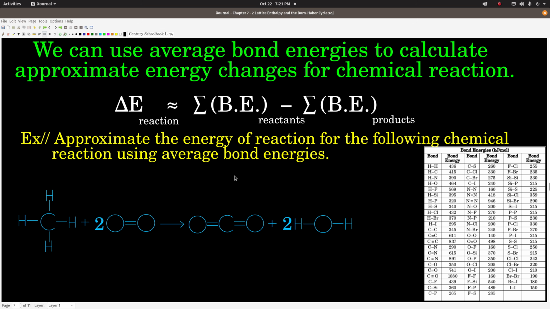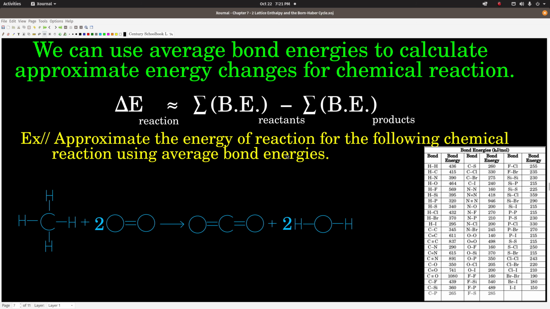And so what we're doing here is we're making up an entirely imaginary process, guys, but one in which we can look up the change in enthalpy for every step. So what we're saying is the change in energy or enthalpy for a reaction is going to be approximately the sum of the energy that it takes to break apart all the bonds in the reactants. So the sum of the bond energies of all the reactants minus the bond energies of the products.